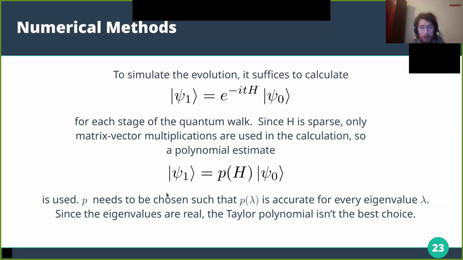In the Taylor expansion method, you have to do a small Taylor expansion repeatedly. So you can imagine breaking this up into something like e to the minus i t H over 10, and then you do it 10 times. However, with Chebyshev polynomials, you don't have to do that at all. You can just do one huge Chebyshev polynomial, and you get better accuracy and better speed.